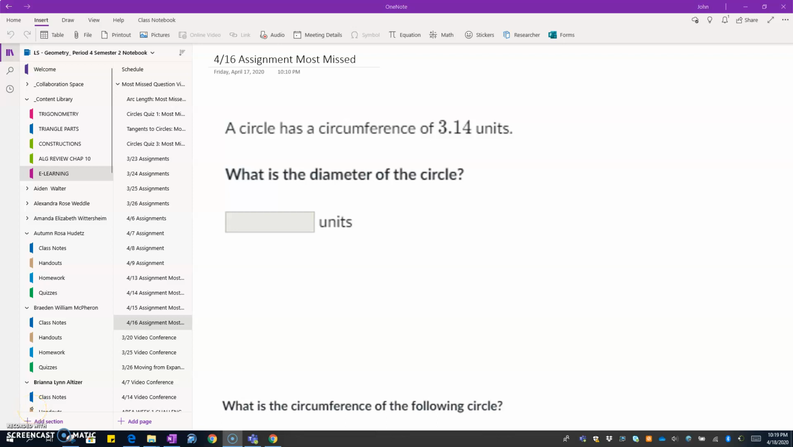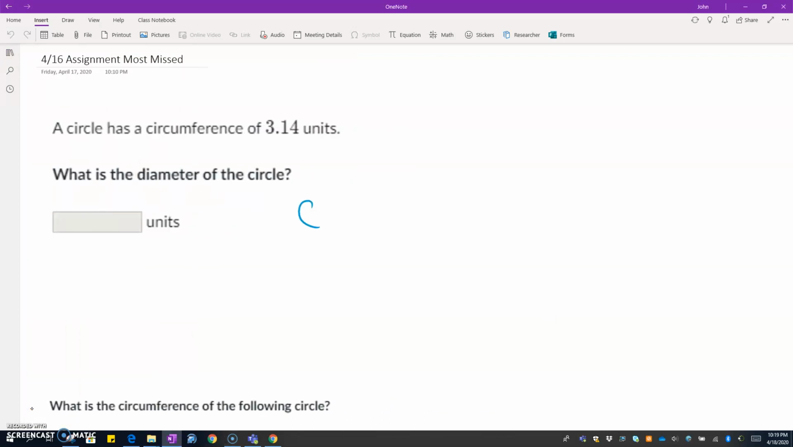All right, so we have our most missed problems from Friday. The first one is, what is the diameter of a circle? It says a circle has a circumference of 3.14. So we know that circumference equals 2 pi r. They told us circumference is 3.14, which is approximately pi, and that equals 2 pi r.